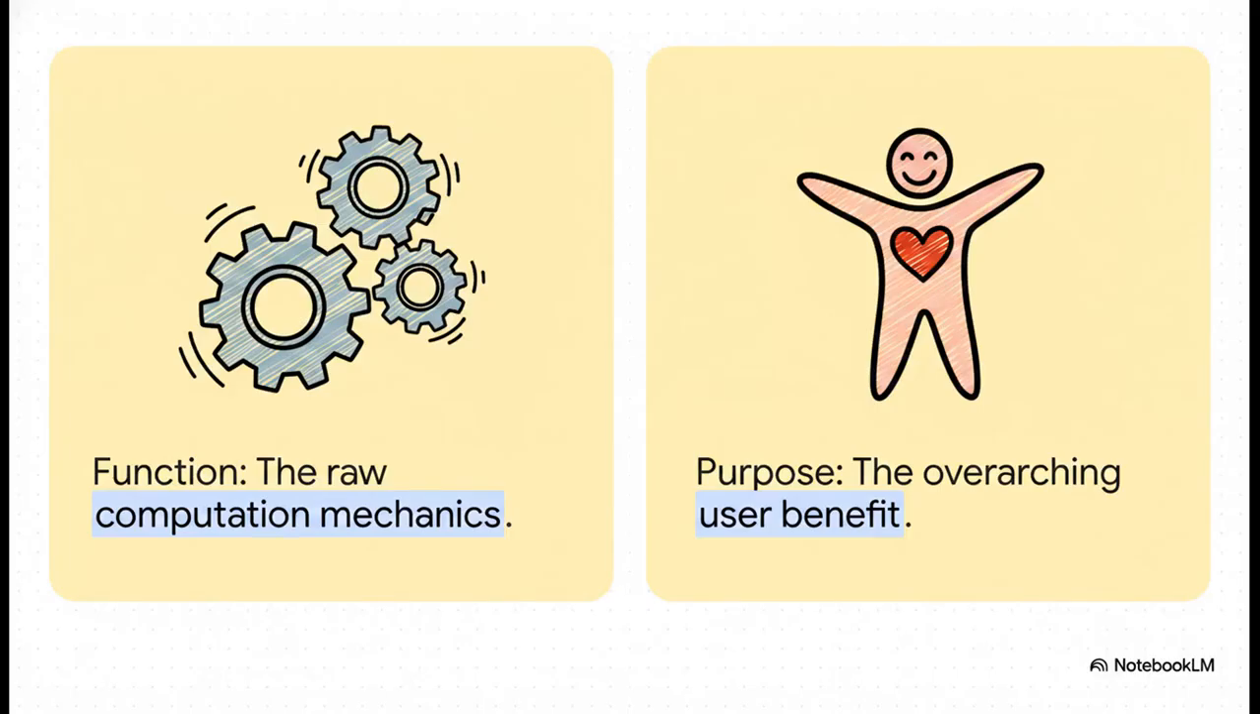Let's anchor the critical difference here. On one hand, we have the function. This is the literal computation. It's the raw, nuts and bolts mechanics of your code. On the other hand, we have the purpose. That's the user benefit. This is the why. Why does an actual human being want this tool in their daily life? You absolutely have to separate the machine's job from the human's goal.